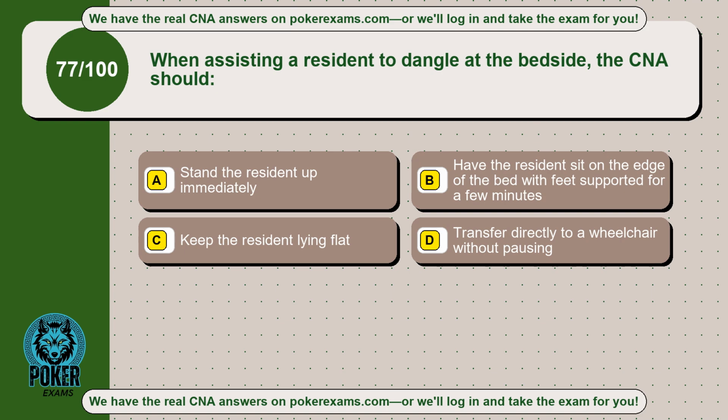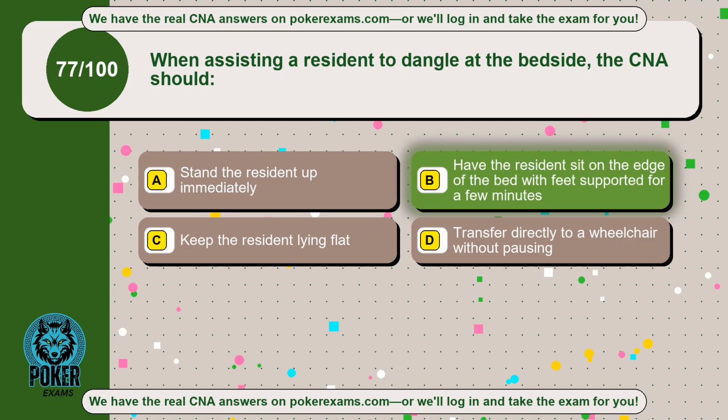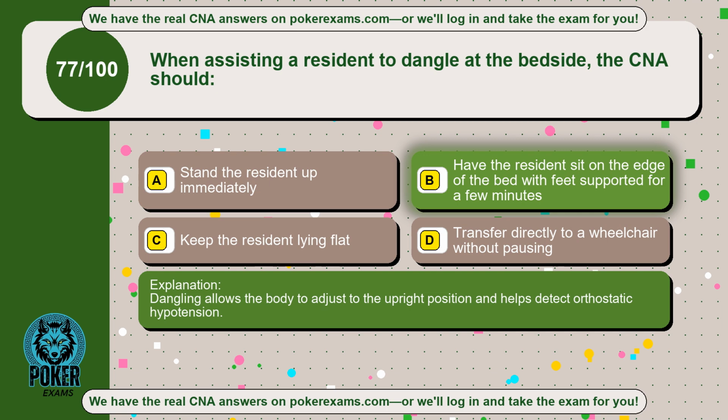Question 77. When assisting a resident to dangle at the bedside, the CNA should: Option A, stand the resident up immediately. Option B, have the resident sit on the edge of the bed with feet supported for a few minutes. Option C, keep the resident lying flat. Option D, transfer directly to a wheelchair without pausing. The correct answer is option B, have the resident sit on the edge of the bed with feet supported for a few minutes. Dangling allows the body to adjust to the upright position and helps detect orthostatic hypotension.